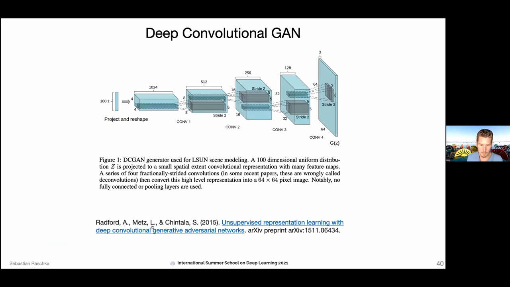So this goes back to a paper in 2015. It's pretty old. I mean, this particular architecture is pretty old, but nowadays, if you look at all the newer GANs, they are all using convolutional layers if they are generating images.